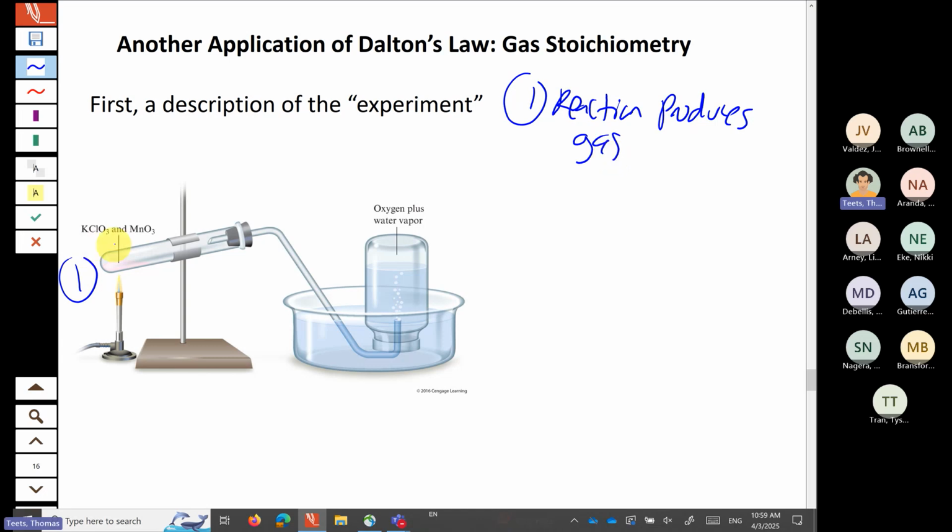So here it's KClO3 and MnO2. I think it produces oxygen. I'm not sure what the product would be, but this is just a demonstration. So the gas that's produced is going to travel through this apparatus. Gases always expand to fill their available volume. So this gas is going to travel through and be transported to the collector.